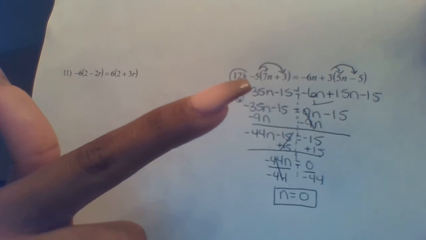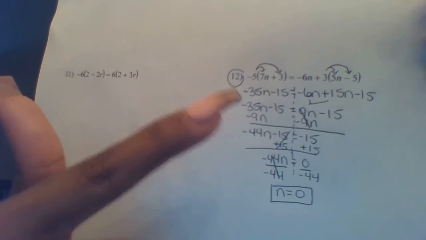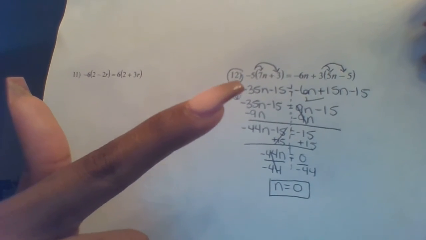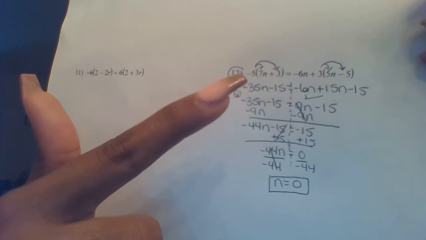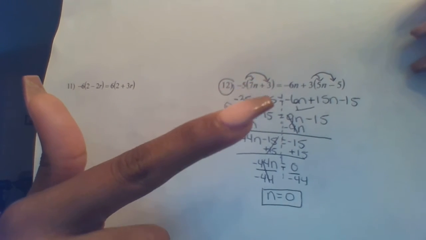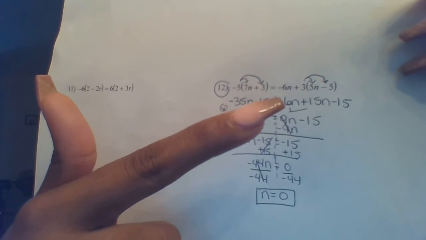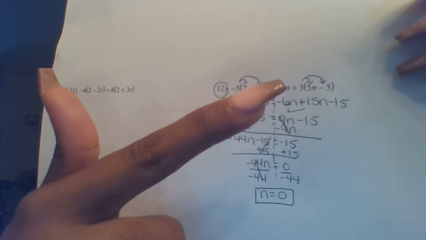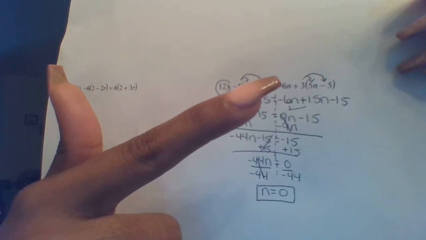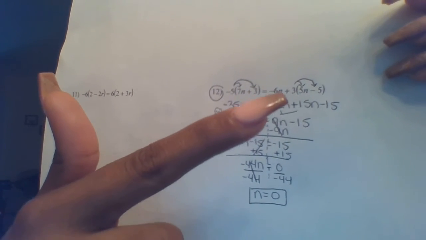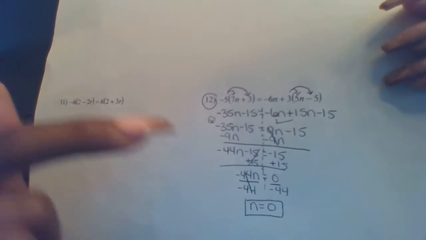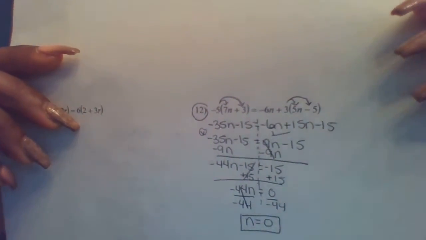So this -5 in front of the parentheses, remember, is being multiplied into the parentheses. So we need to distribute that -5 to the 7n and the 3. So -5 times 7n gets us -35n. -5 times 3 gets us -15. On this side, this -6n is just by itself, not next to any set of parentheses, no like terms quite yet to combine. So we're going to bring this down, and then we need to distribute this 3 into the parentheses with multiplication. So 3 times 5n gets us 15n.